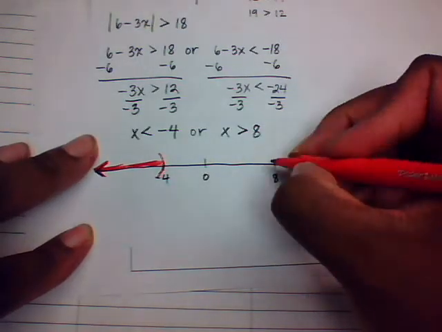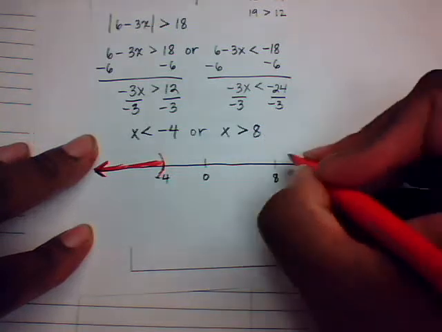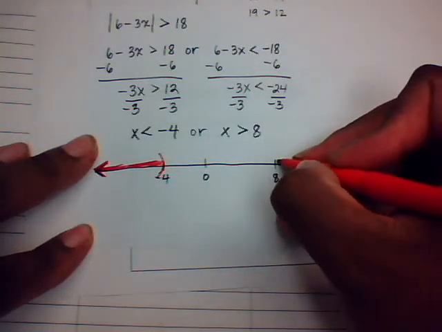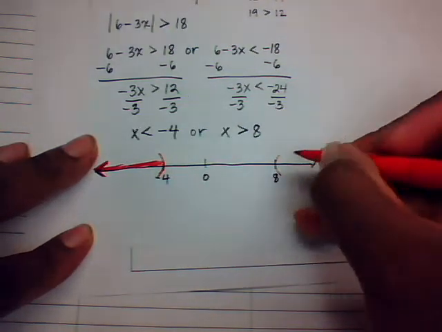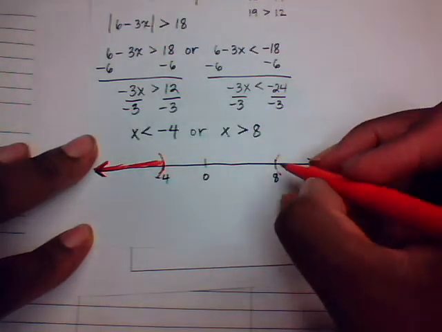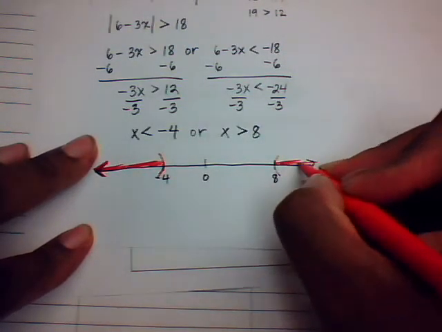And then x is greater than 8. Well, anything greater than 8 is going to be shaded to the right of 8. So that means a left parenthesis at 8, showing that 8 is not included. And we shade everything to the right.